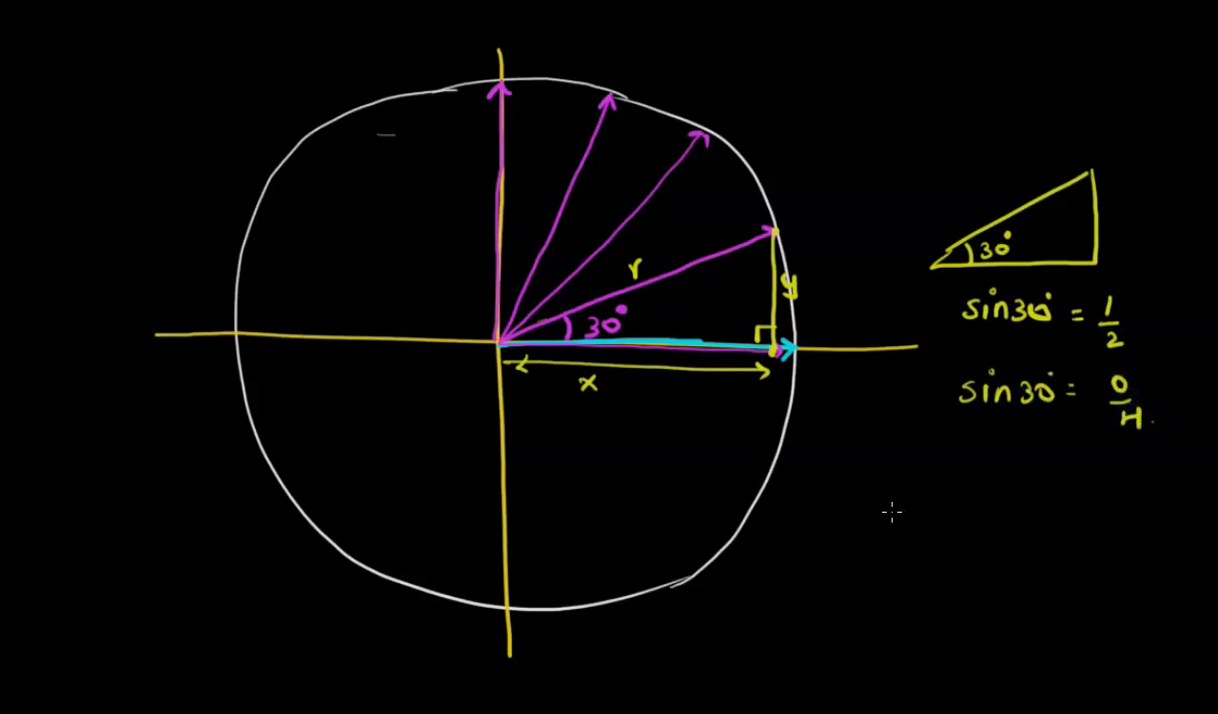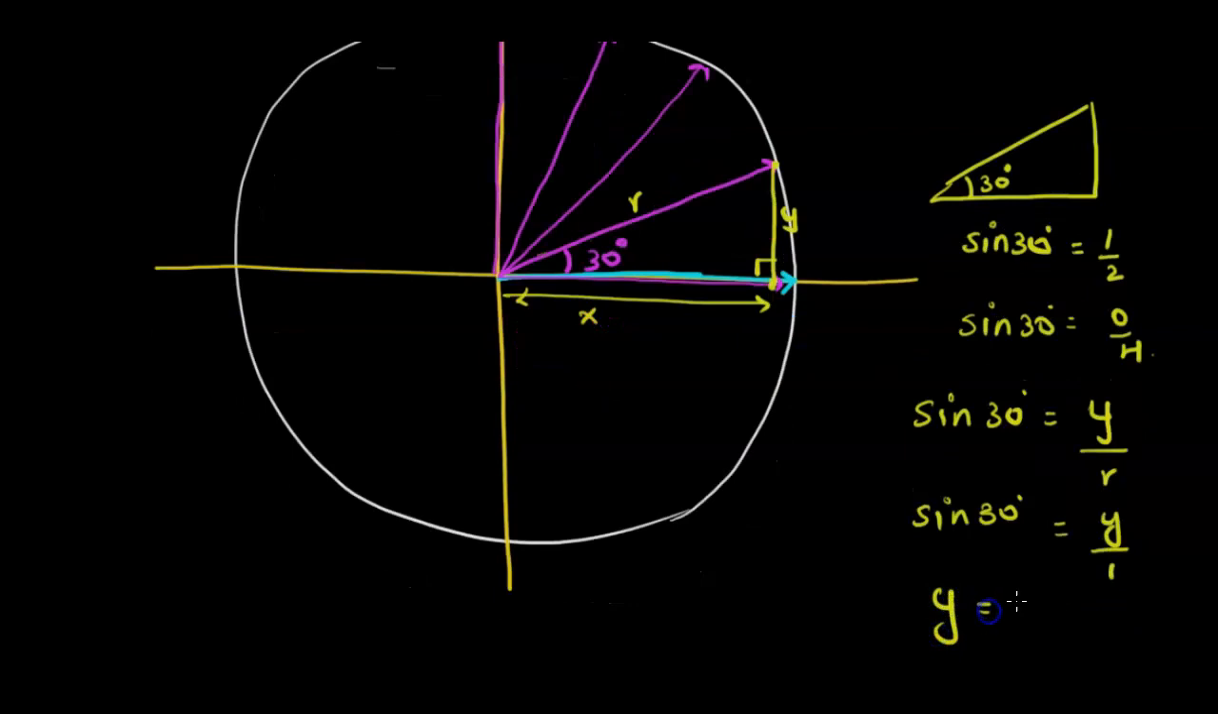In this triangle, if we want to write down sine 30 in terms of x, y, and r, it is going to be equal to y over r, because y is opposite and r is hypotenuse. And we also know this is a unit circle, so the radius of the circle is 1. Therefore, we can say y is equal to 1 multiplied by sine 30, which is equal to sine 30. And the value of sine 30 from special triangles we know is half.